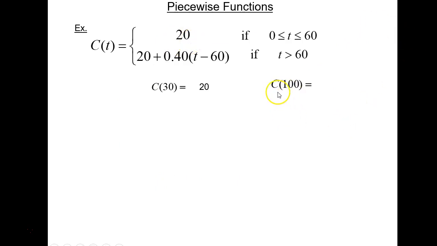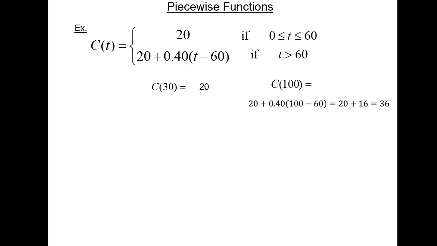Now what about if they ask us for c of 100? So this time 100 is greater than 60, so we're going to be working with the bottom piece, so the second piece of this function. So I'm going to take the 100 and I'm going to substitute it in for t. And you notice I got a value of 36 because I plugged it into the second piece.